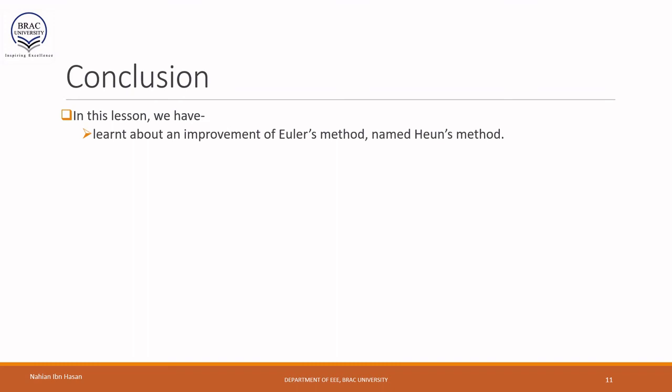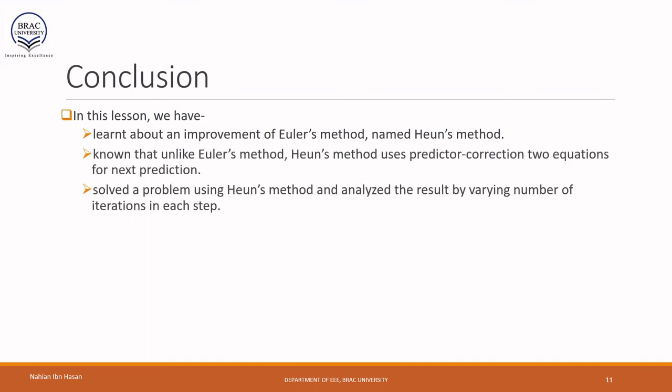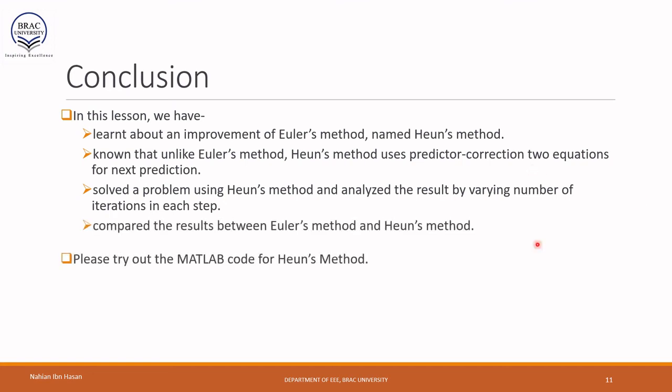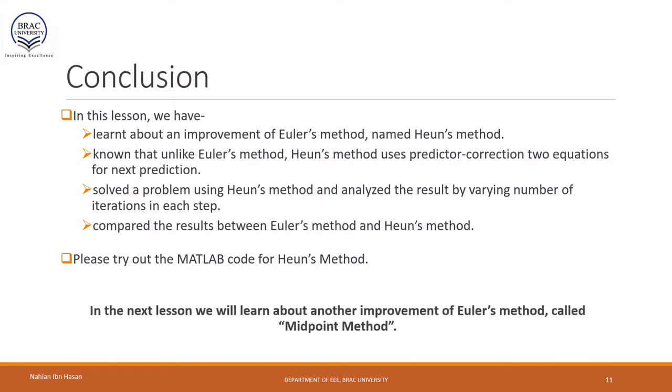In this lesson we have learned Heun's method. We have seen that Heun's method consists of two different equations, the predictor equation and the corrector equation, and the corrector equation can be used iteratively for better and finer results. Please try out the MATLAB code that I have attached with this video for Heun's method. Go through the details of the code.